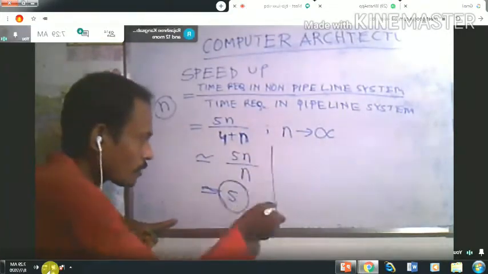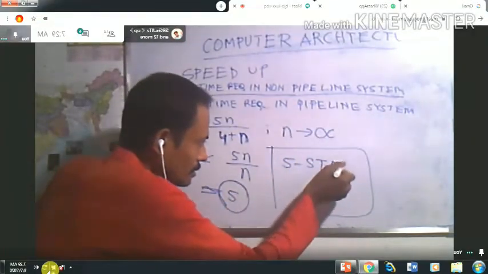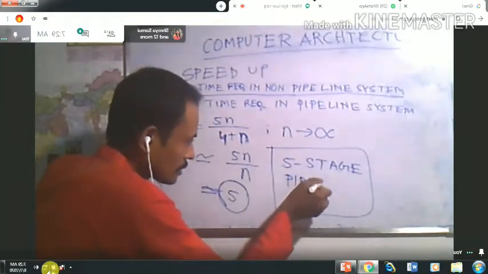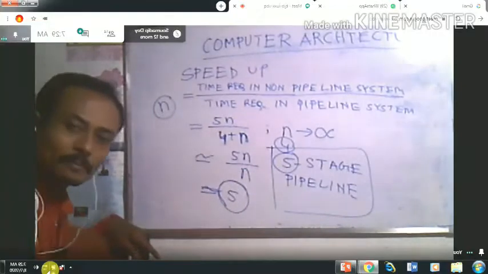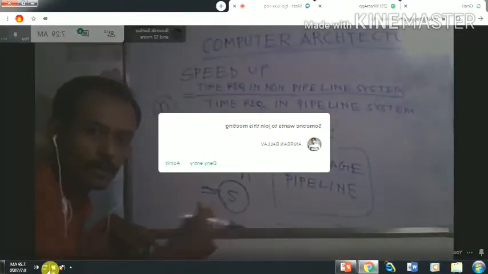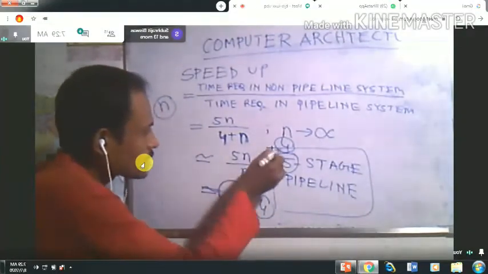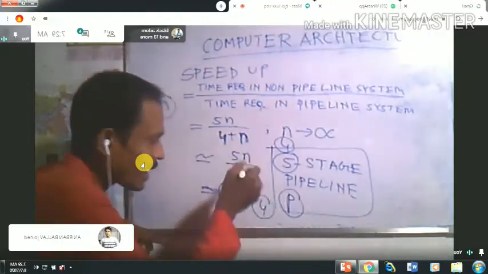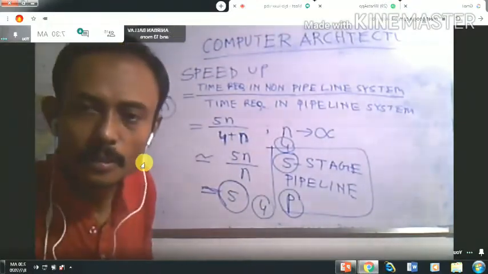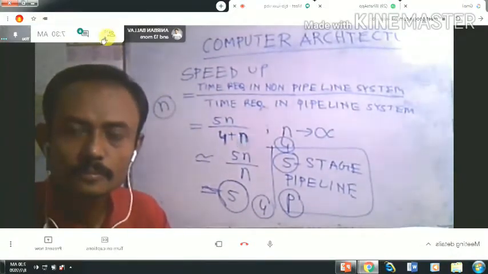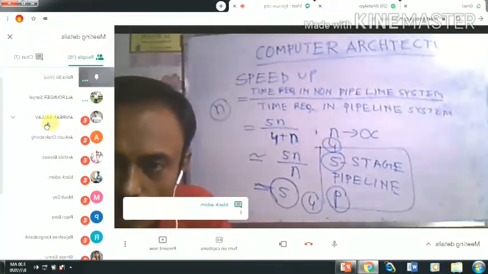For what type of pipeline system? A 5-stage pipeline. Now if you have a 4-stage pipeline, then your speed up will be 4. If your pipeline is divided into P stages, then what will be the speed up? Yes, P.